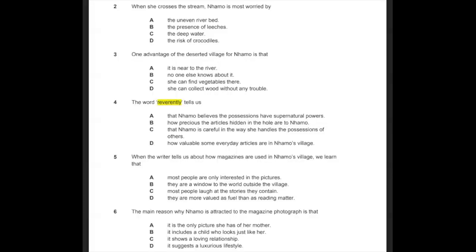Question 5. Okay, this is another one that may have 2 similar or close answers, and we need to figure out which one's the best answer. So when the writer tells us about how magazines are used in Namo's village, we learn that, right? So how the magazines are used. I think there was a part before where I had just written books or magazines. That basically talks about how people saw that in her own village, and in that paragraph you should have underlined the word village as well. Just quickly go back to that so we can have a refresher.